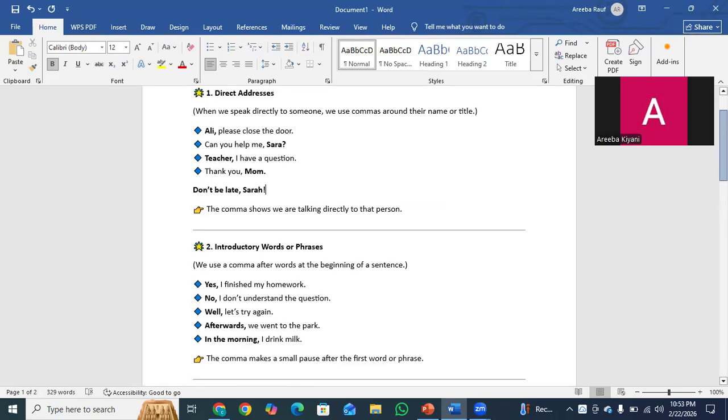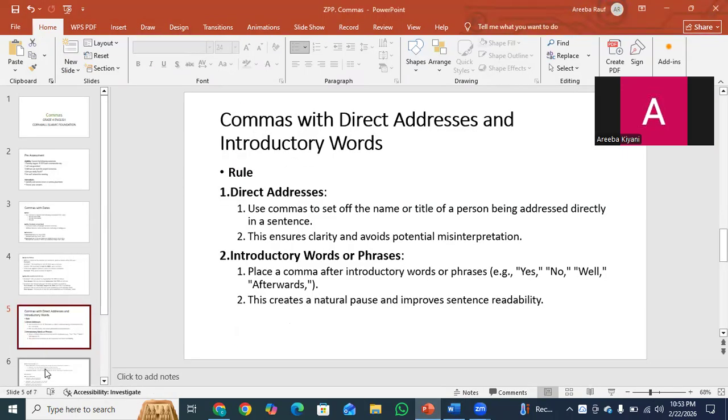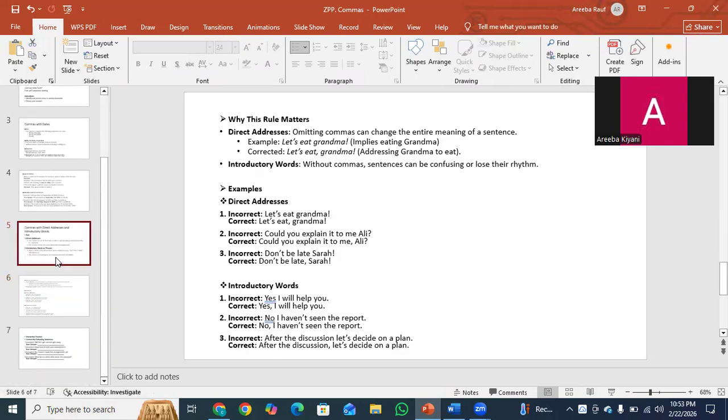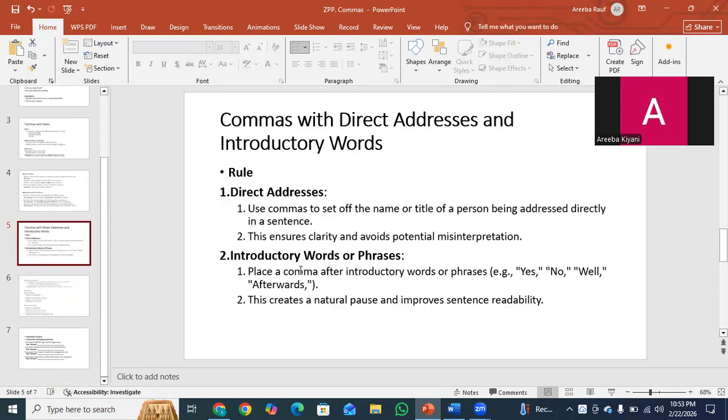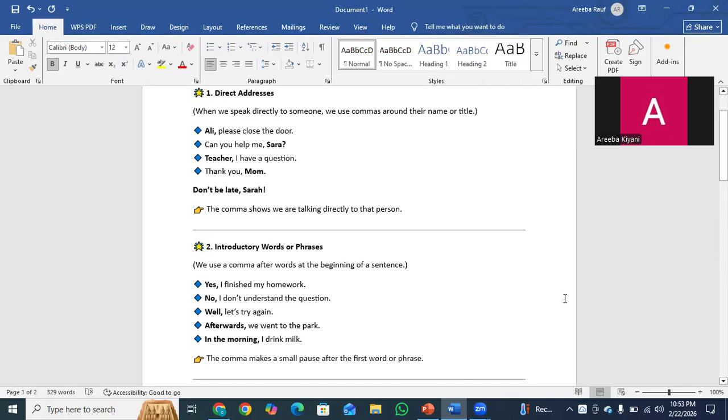The next slide is about introductory words or phrases. We use a comma after words at the beginning of sentences, like yes, no, well, afterwards. Sometimes sentences begin with these words. We put a comma after these words. For example, yes, I will help you. We simply put a comma after yes.